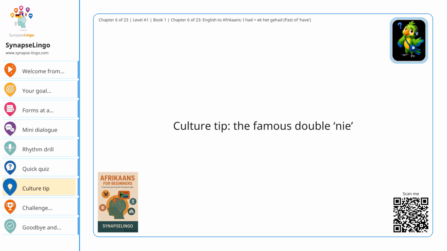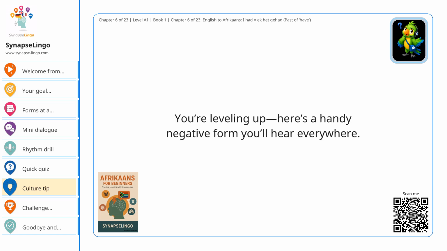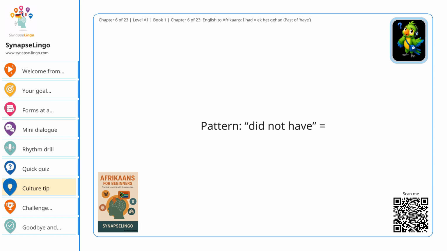Culture tip. The famous double negative. You're leveling up. Here's a handy negative form you'll hear everywhere. Pattern. Did not have equals Het nie gehad nie. Example. I didn't have time. Ek het nie tyd gehad nie. Example. They didn't have a choice. Hulle het nie 'n keuse gehad nie. Swap in any subject you like.